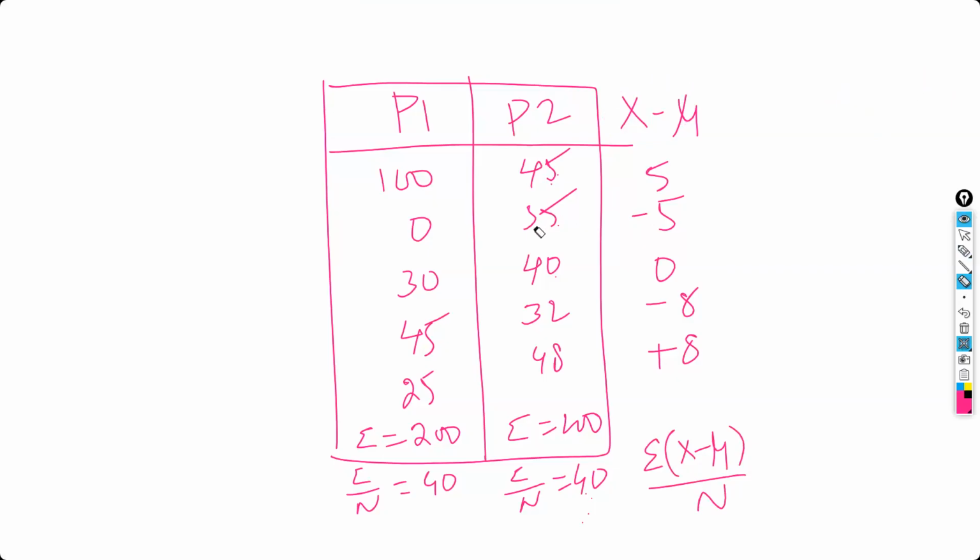This is 35. Total is 200 now. This is 35. Okay, so here we are having the value like this, where the mean deviation is going to be 0.